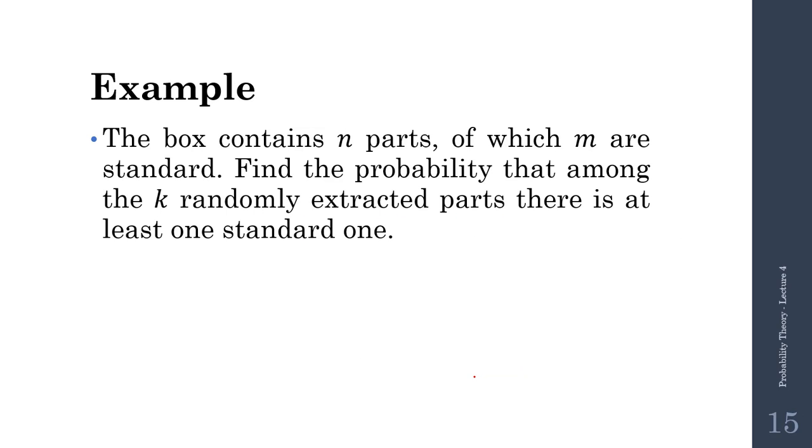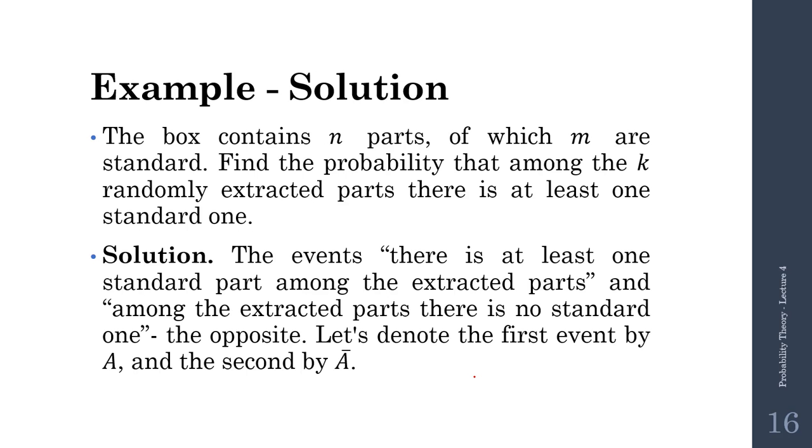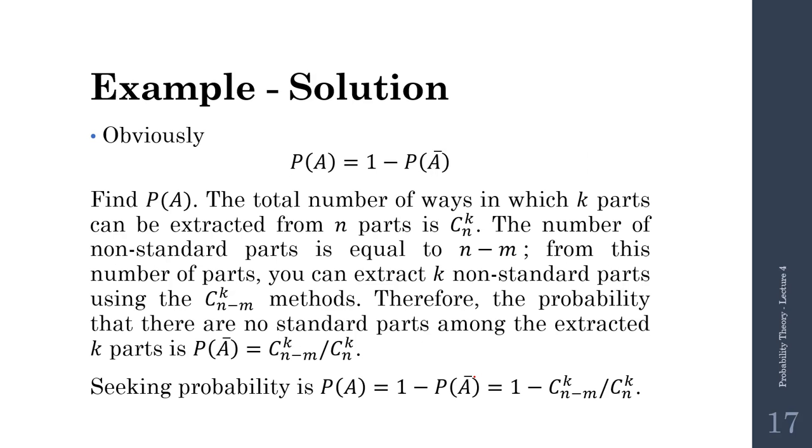The box contains n parts, of which m are standard. Find the probability that among the k randomly extracted parts there is at least one standard. It says there is at least one standard part among the extracted parts, and the opposite is that there is no standard one. At least one standard and no standard are opposite events. Let's denote the first event by A and the second by opposite A.